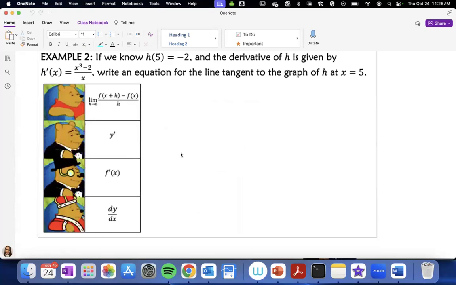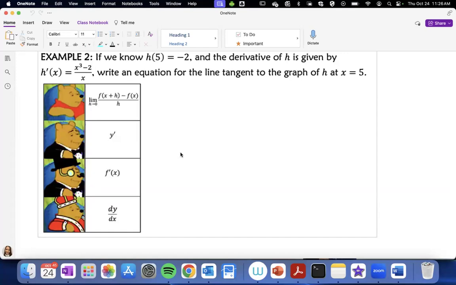If we know h of 5 is negative 2, and the derivative of h is given by h prime, write the equation for the tangent of the graph of h at x equals 5.